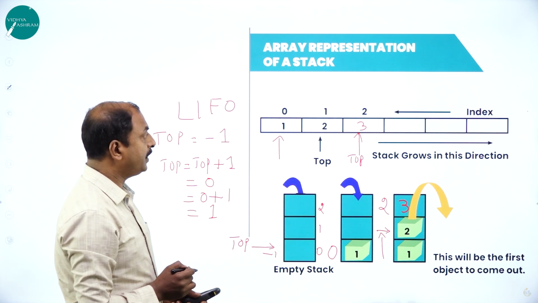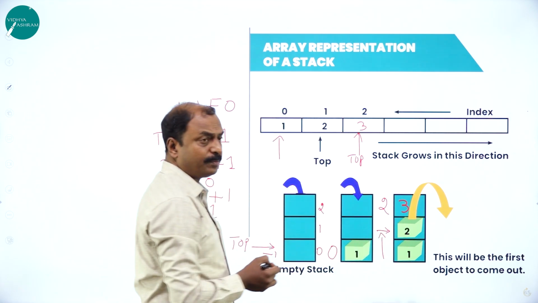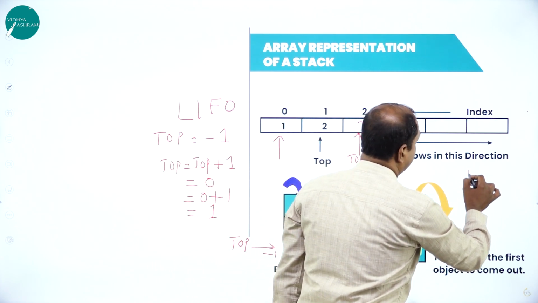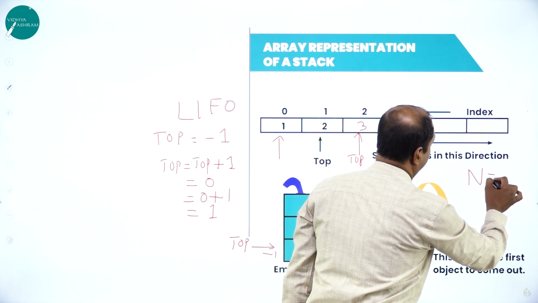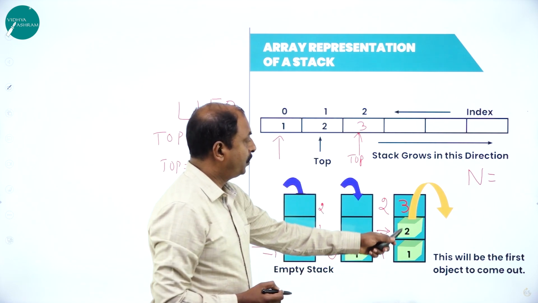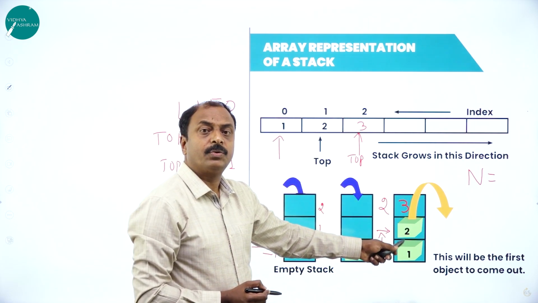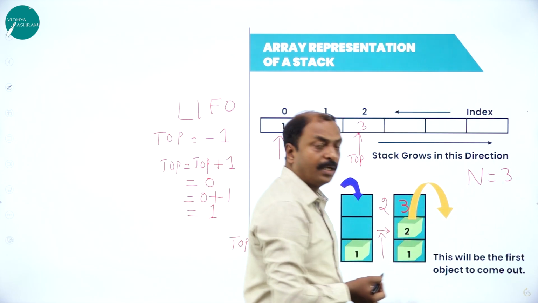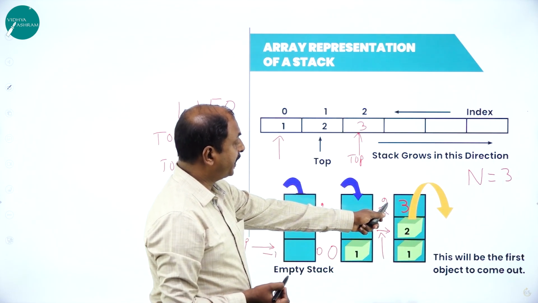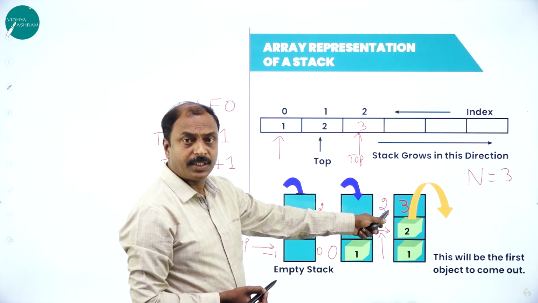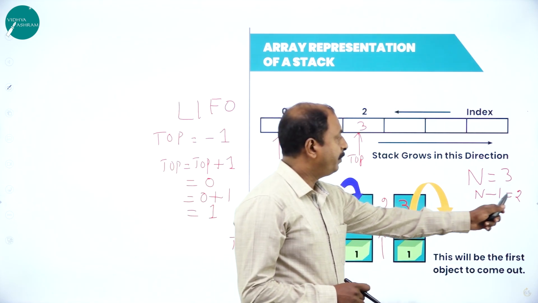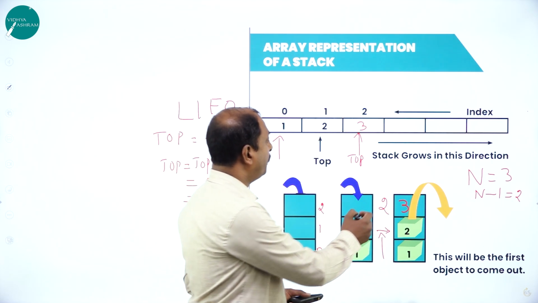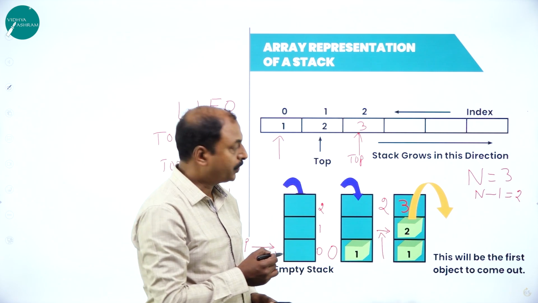In this example, there are 3 data items. We can say, for example, n is the size of the array or the stack. This is 1, 2, 3. We can insert only 3 data items. Size equals 3. So what is the last index here? The last index is 2, so n minus 1 equals 2. This is the last element, so the top is at index 2.